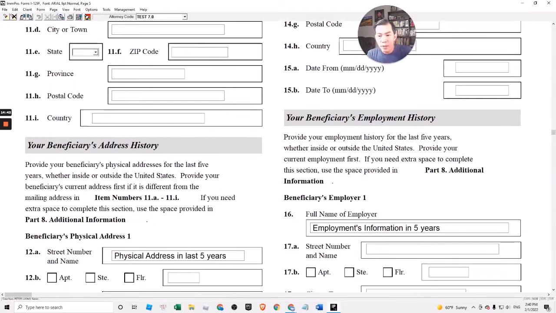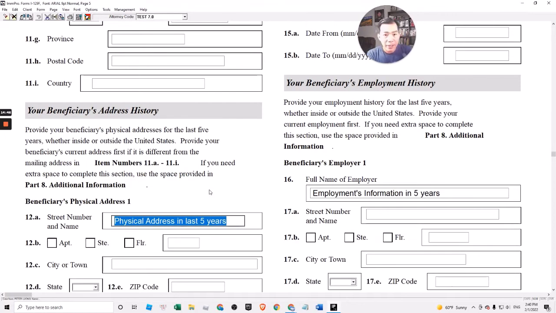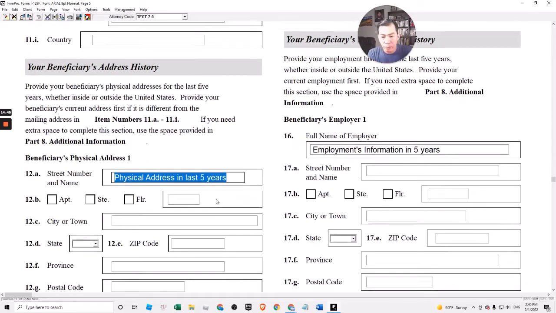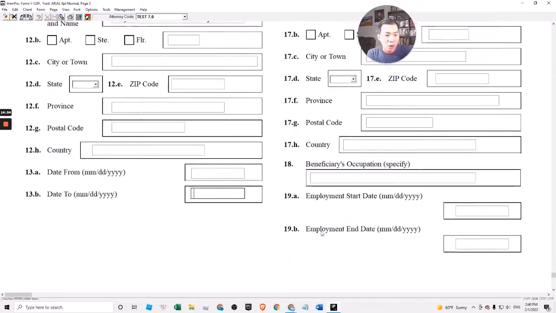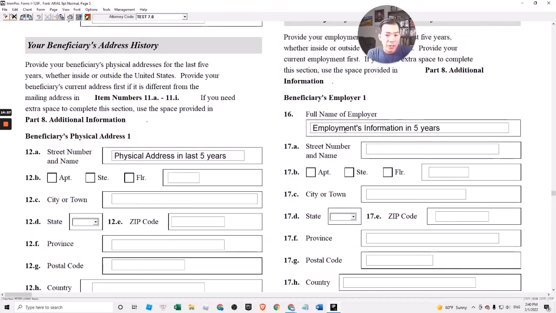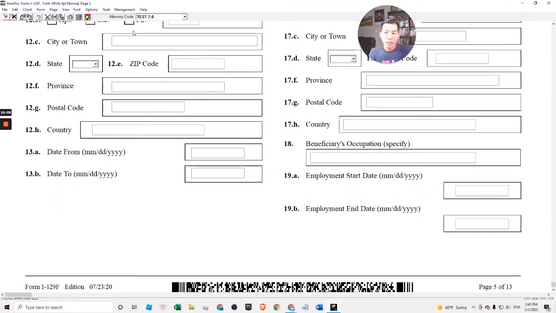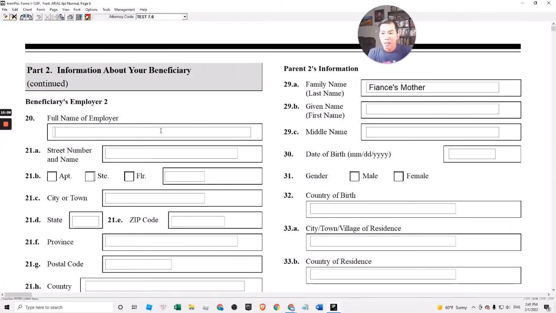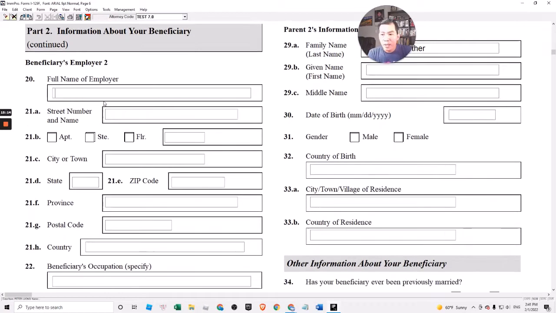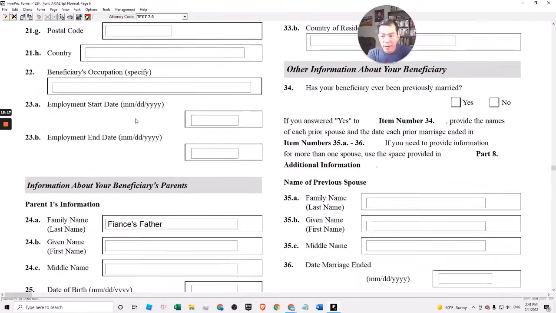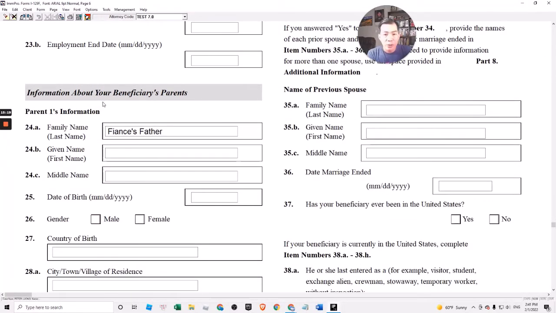And for your fiancé's address, they just need 5 years only. You need to provide 5 years, the detailed address here, date from and date to. And they also require your fiancé's employment information in the last 5 years only. So we finished page number 5. We are moving to page number 6. On the left column, they keep asking about the employer in the last 5 years. And we go down a little bit, they ask about your fiancé's parents.